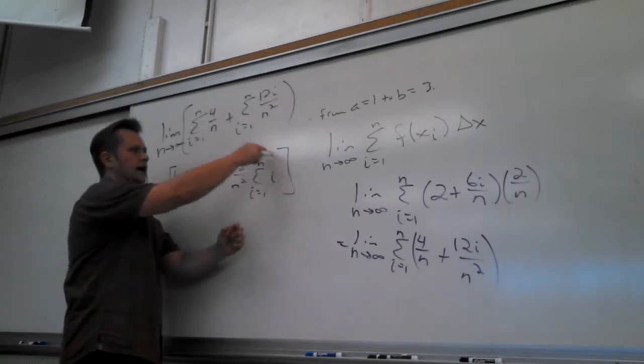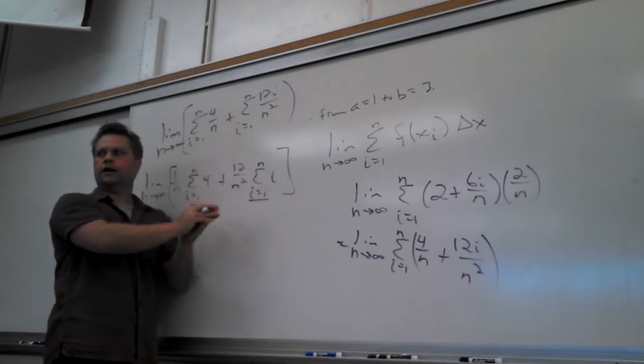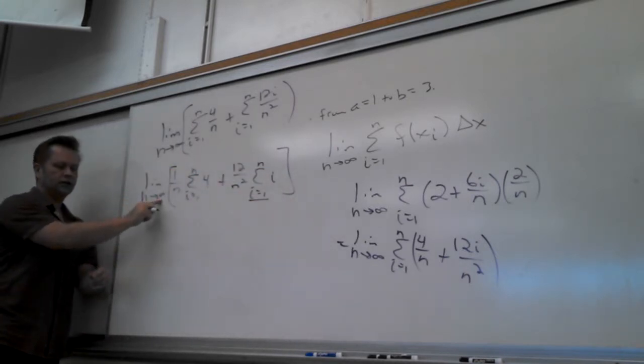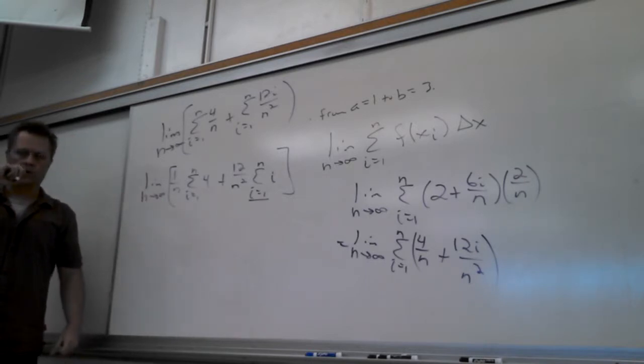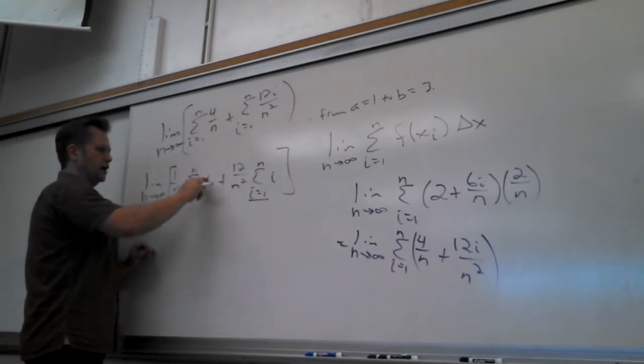You can't take an I out because I is set up by the sum. It can't exist outside of there. And I can't take the n's out of the limit because the limit's telling me what n does. Yes? Why didn't you take the 4 out? I could, but it would have been a 1 there, and it's just kind of silly. So, I could have done that.